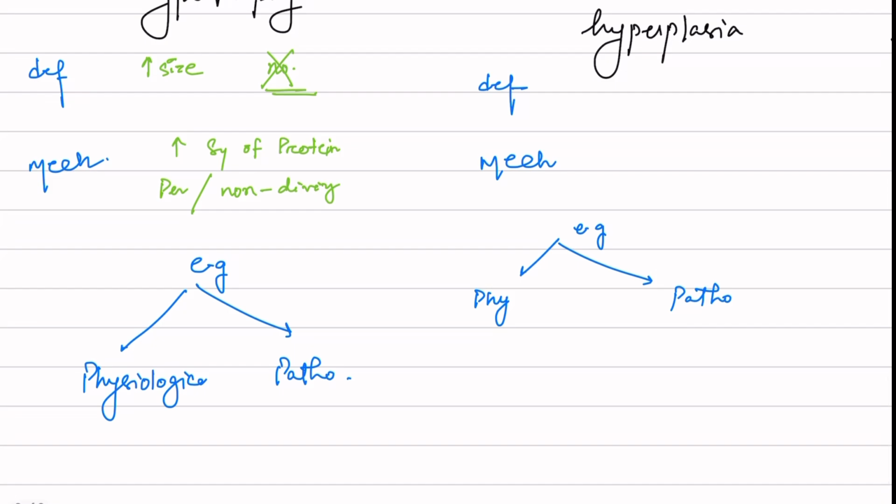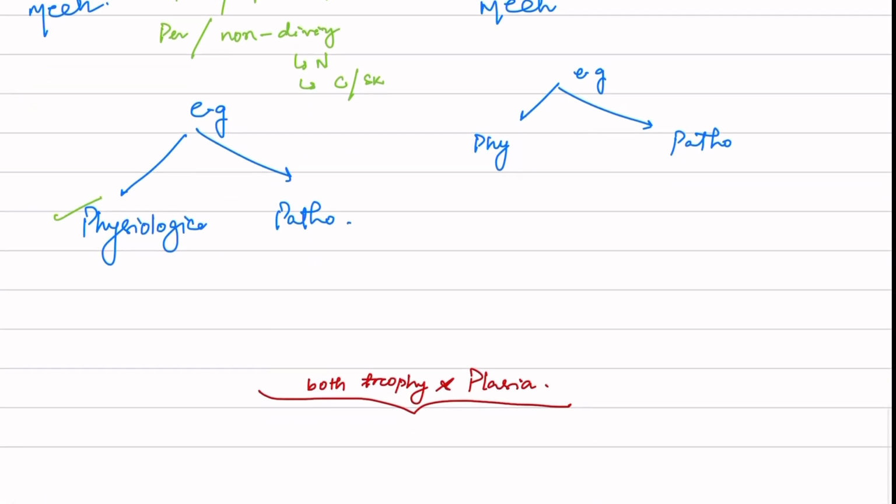Now what are the non-dividing cells? We have neurons, then we have cardiac or skeletal muscles. What are the examples? It can be physiological or pathological. Physiological one is uterine changes in pregnancy. Then we have the breast during lactation. And then we have skeletal muscle in bodybuilders, due to increase in the workload.